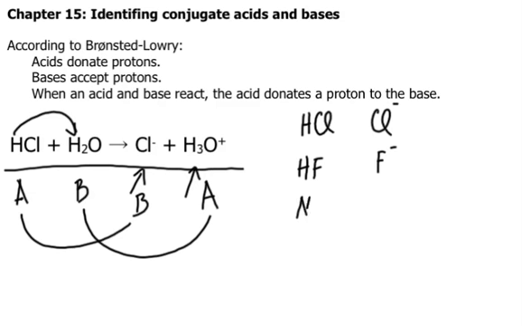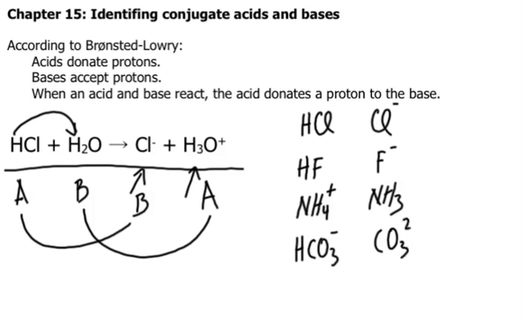All right, here's NH4 plus and NH3. That is a conjugate acid-base pair. The acid has one more H than the base does. That's all there is to it. We can keep going here. The bicarbonate ion. That is the conjugate acid of that.